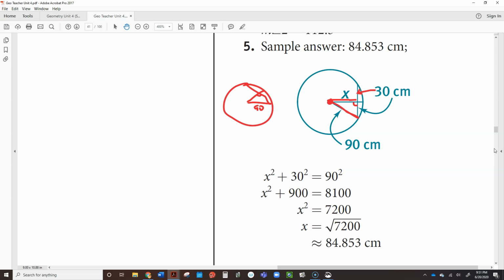So measure 84 centimeters from the center, and that's where another chord can go. Measure 84.85 from the center, and that's where your chord can go. So these measurements right here are all 84.85, and then these chords right here are all 60. This is 60. This one's 60. This one's 60. That's how you can make sure.